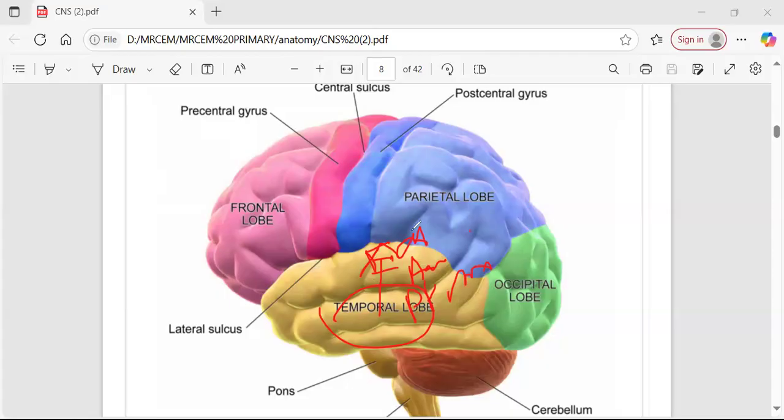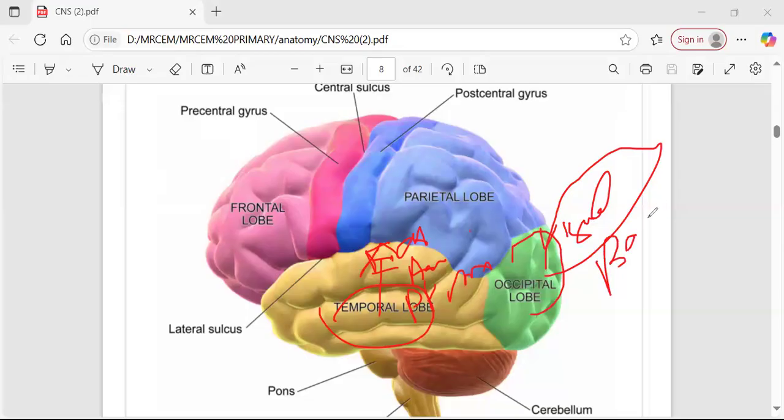If there's an issue with the temporal lobe, there can be an issue with hearing. The other thing that's important, occipital: we will remember there is the visual cortex. People say man has an eye at the back, so that's how you can remember there is the visual cortex.